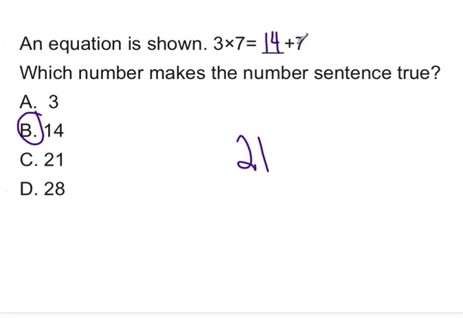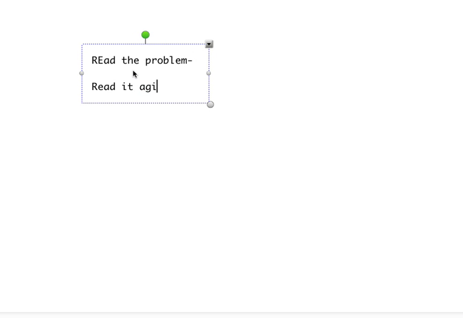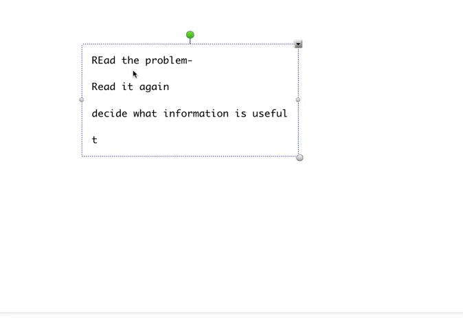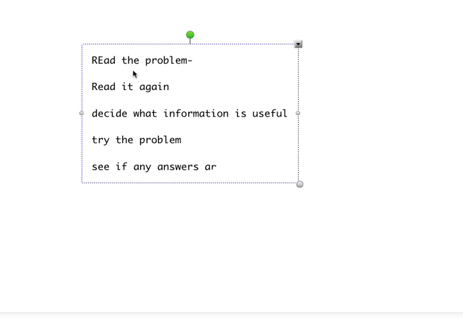I read the problem, I thought about my options, I went back and looked at the operations of what I needed to do, and I came up with the correct answer. So that's really key. What you really need to do is read the problem. Read it again. Decide what information is useful. Try the problem. See if any answers are options.